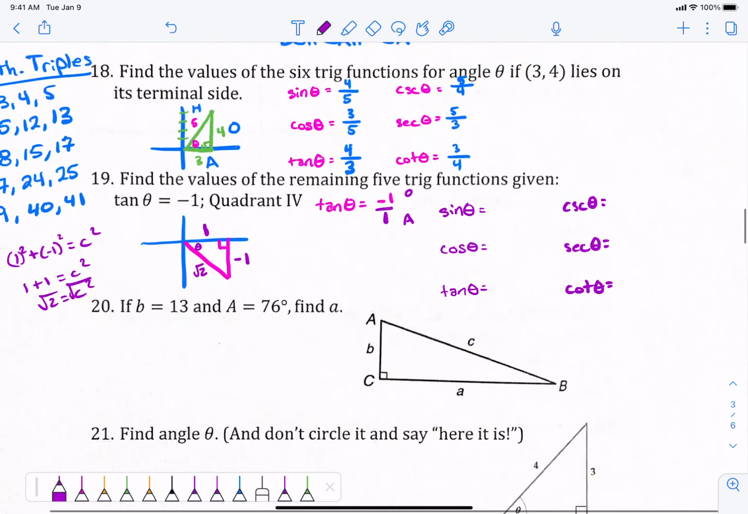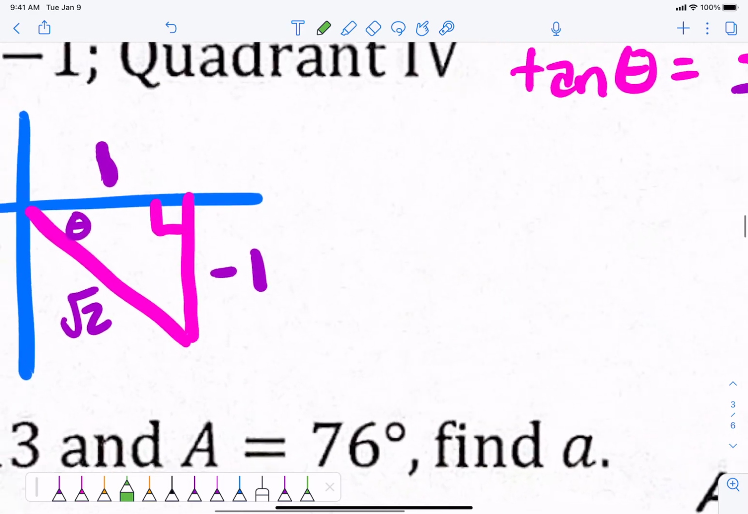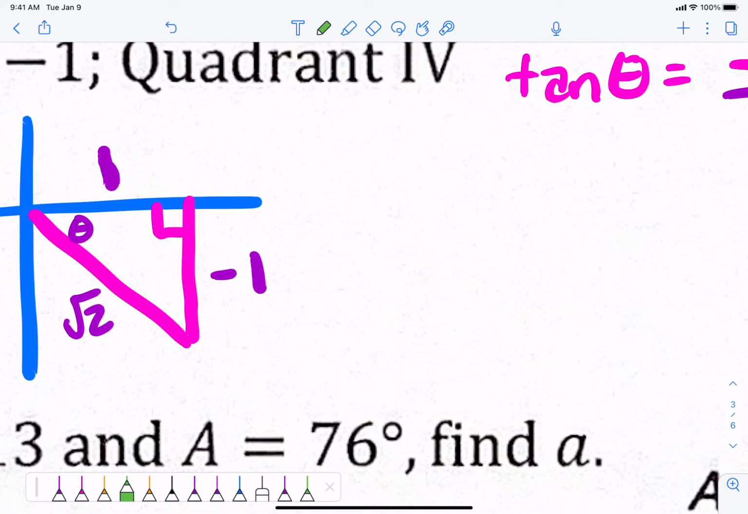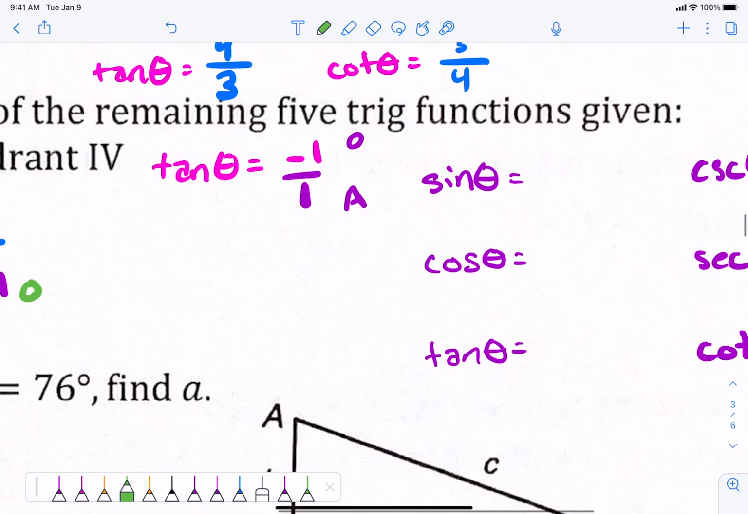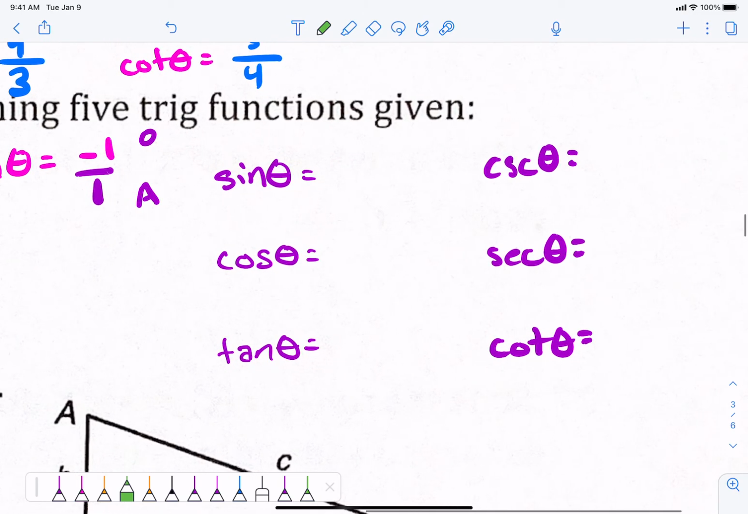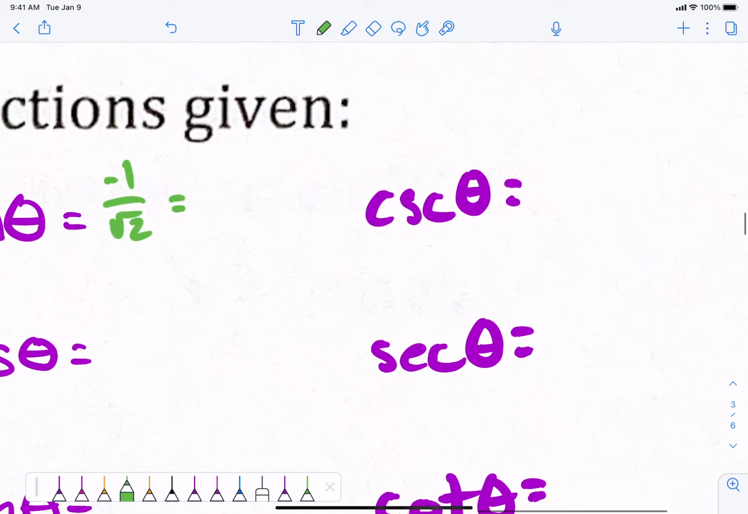All right, so should we label opposite? Which one's opposite? Negative 1. Oh, sorry. Did you just say that, Kelsey? I'm sorry. I can't think. Lily did. Adjacent. Hypotenuse. There we go. Okay. Sine: opposite over hypotenuse. Opposite over hypotenuse is negative 1 over the square root of 2. But you don't want the square root of 2 in the bottom. You remember how to do that?